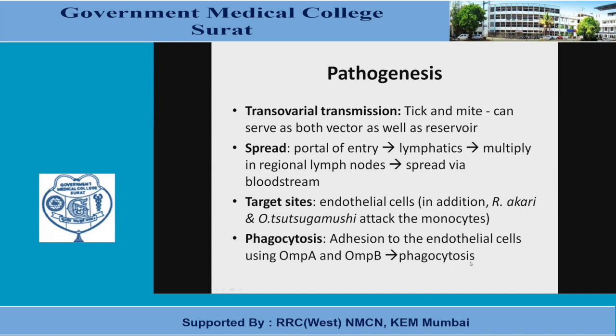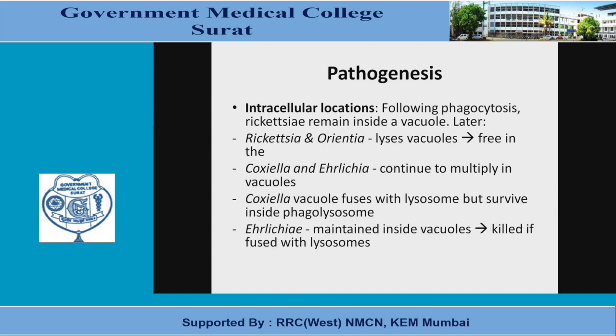Pathogenesis: they attach to the endothelial cells using outer membrane protein A and outer membrane protein B, which can lead to phagocytosis. So these are obligate intracellular organisms. They penetrate the cell wall and go inside the epithelial and endothelial cells. Following phagocytosis, they remain inside the vacuole. Later, in the case of Rickettsia and Orientia, they lyse the vacuoles and flee into the cell.